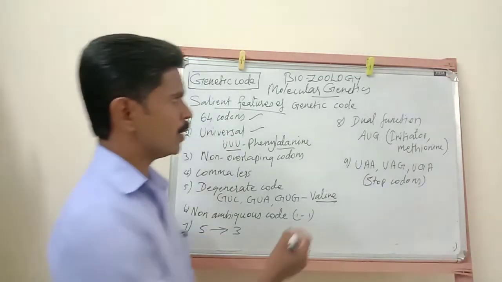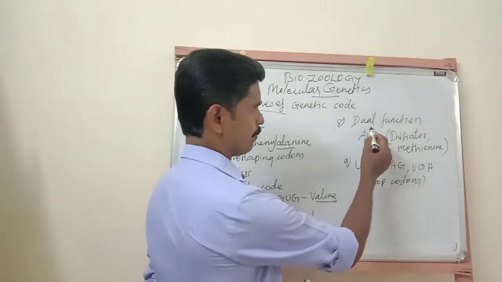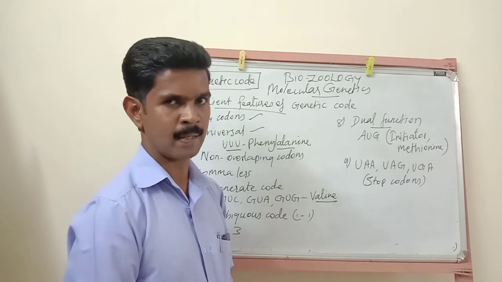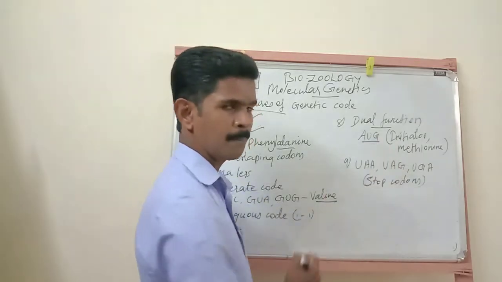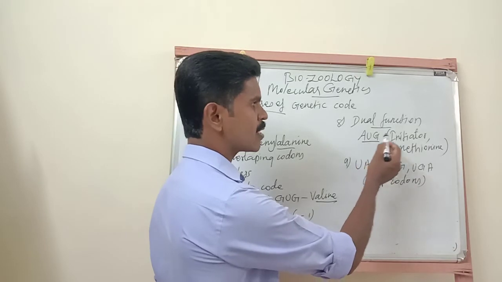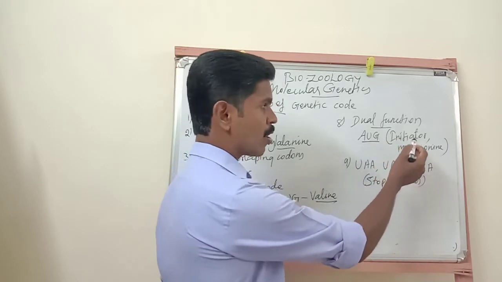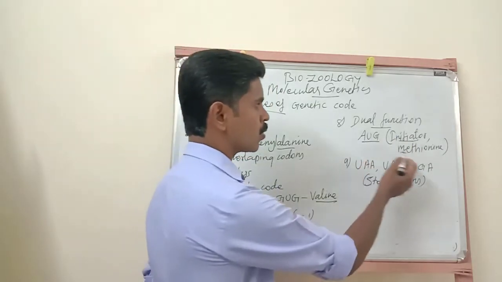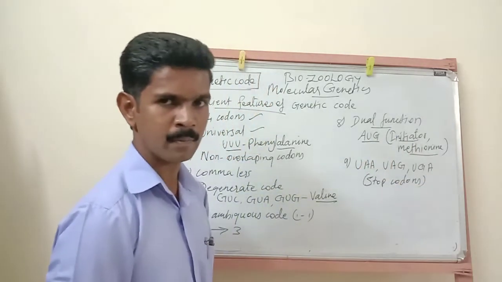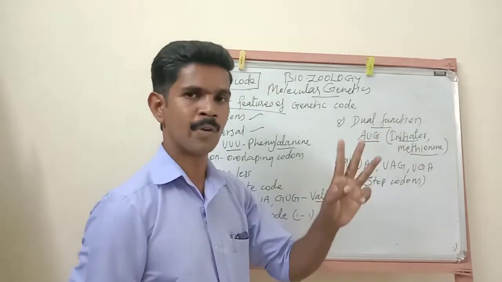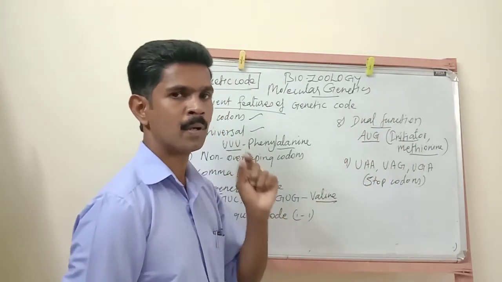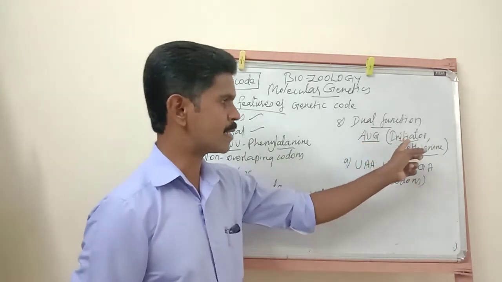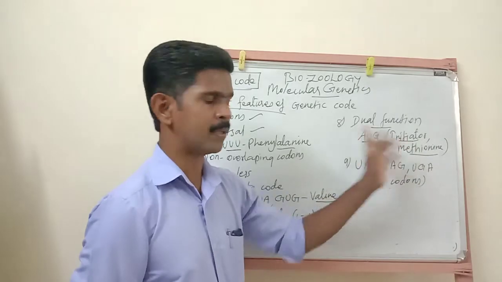Then the next point, the eighth point, is dual function. Some codons do two functions in a cell. For example, see AUG. This AUG codon starts this process, so it acts as an initiator codon, and this codon also codes for one amino acid called methionine. So dual function means two functions. Some codons do two important functions. For example, AUG acts as an initiator codon and also codes for methionine.